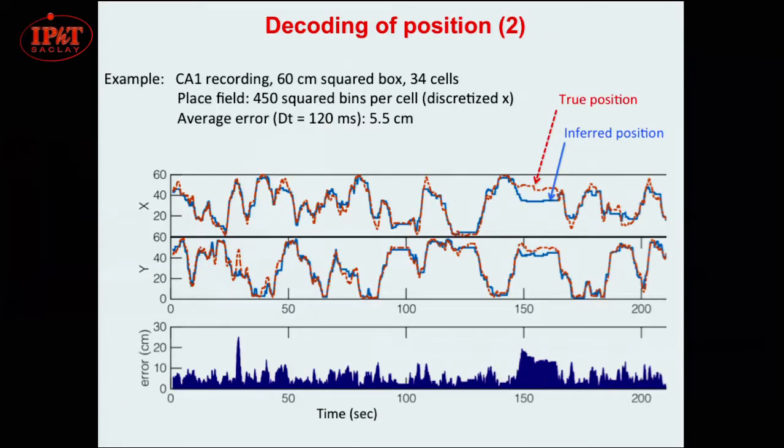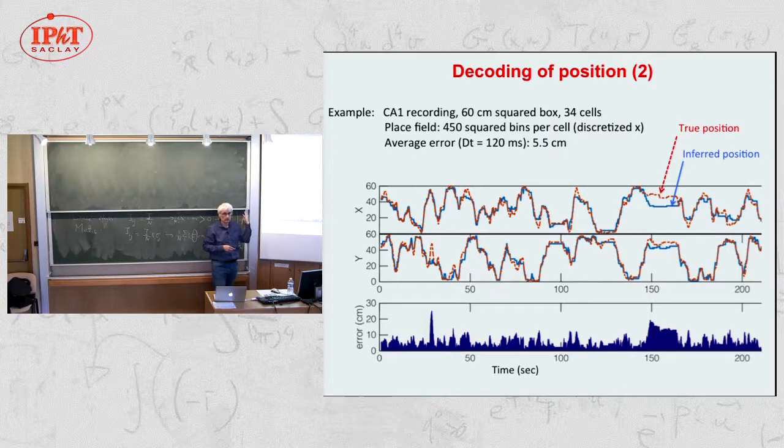So you see, with only 30 cells, you can have a pretty good reconstruction of the position of the animal. There are hundreds of thousands of cells in the hippocampus. So what is recorded is nothing compared to the whole population. That means there is pretty good information about the position.